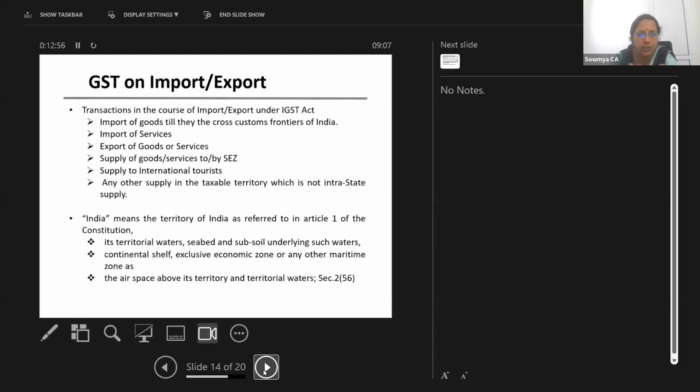And the transactions in the course of import and export are defined under the IGST Act. So import of goods till they cross the customs frontier of India will be import. Import of services, we already understood the definition. Export of goods or services, supply of goods or services to or by an SEZ will also be in the course of import or export. Supply to international tourists. There are specific sections where all these things are covered.